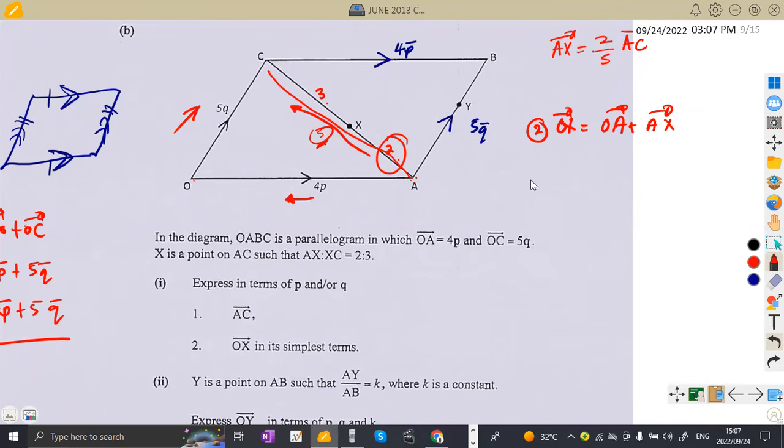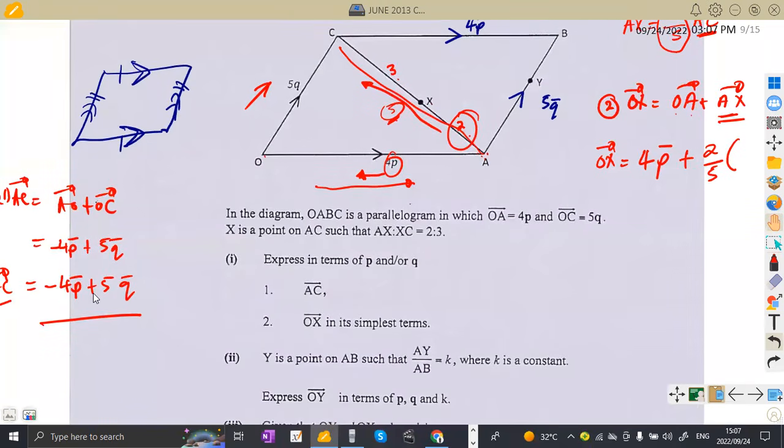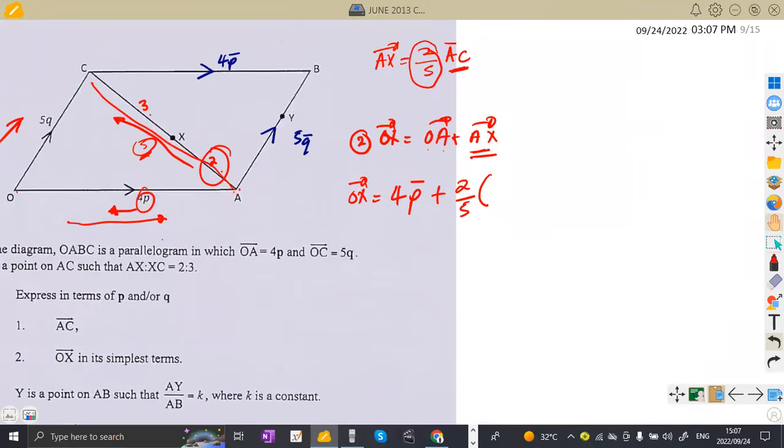So to find OX, we are going to substitute. From O to A we have it. This time we are maintaining the arrow, we are going this direction. So O to A is 4P, plus AX, which we said is 2 over 5 of AC. So it's going to be 2 over 5 times vector AC, which is the one we obtained here, minus 4P plus 5Q. So we're going to multiply by minus 4P plus 5Q, like that.